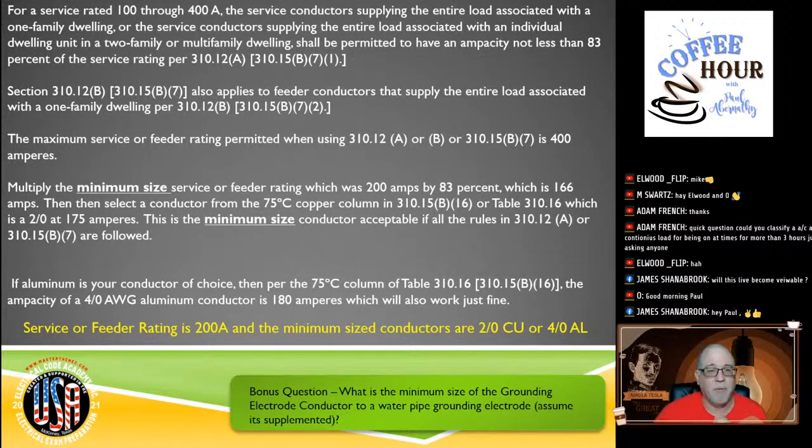So that's A. Now, for B, 310.12B, this applies to feeders as well, okay? But again, it has to handle 100% of whatever the load is at the end of that feeder, okay?